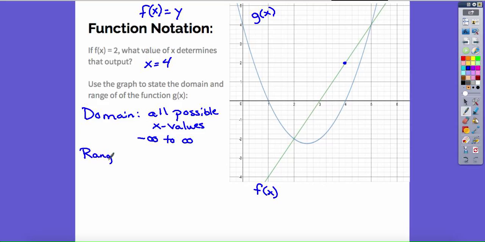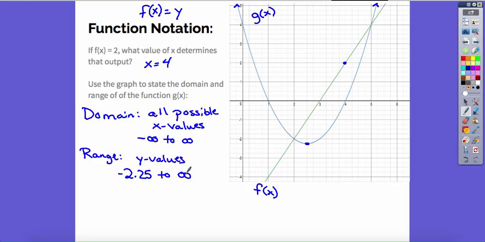Range then talks about my potential y values. And so for my y values, now I'm looking at how high and how low can my graph go? And the very lowest point on this graph is a point we're going to have to estimate here. We'll say -2.25 to, now my graph here is going to keep going forever and ever on the high end. So it's going to go to infinity. And so there's my range.